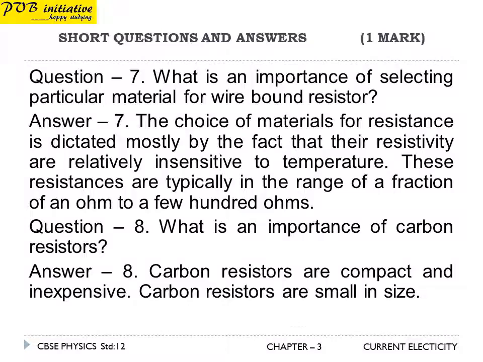Question 7. What is the importance of selecting a particular material for wire bound resistors? Answer 7. The choice of material for resistors is decided mostly by the fact that their resistivity is relatively insensitive to temperature. These resistances are typically in the range of a fraction of an ohm to a few hundred ohms.